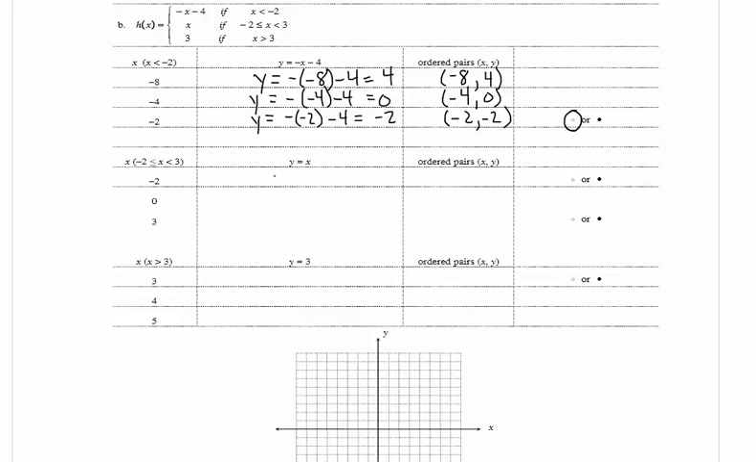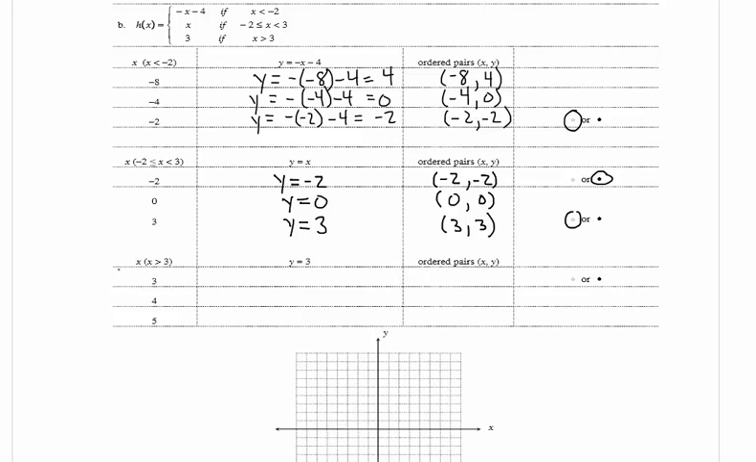If x is equal to negative 2, then y is equal to negative 2. So we have the ordered pair negative 2, negative 2. And if we look at the individual domain of x, negative 2 is included as part of the domain, so we're going to have a closed circle. If x is equal to 0, then y is equal to 0, which means our ordered pair is 0, 0. And for x is equal to 3, y is equal to 3. So then our ordered pair is 3, 3. And 3 is not part of the individual domain of x, so we're not going to include it, open circle.